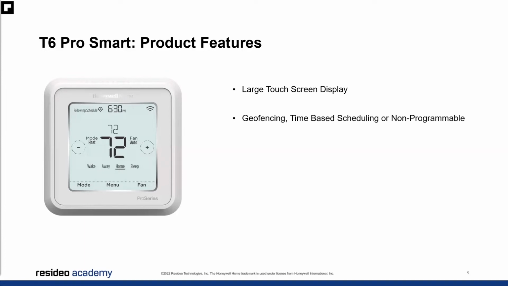It has geofencing, time-based scheduling, or can also be non-programmable for those that may not use a schedule. Smart home integration is as previously mentioned. So asking the customers about Amazon Alexa or Google Home or maybe Apple HomeKit, the T6 will interact and integrate with those partners and their ecosystems. The T6 Pro Smart is Energy Star certified and has a 5-year warranty as well. So we'll back it up.